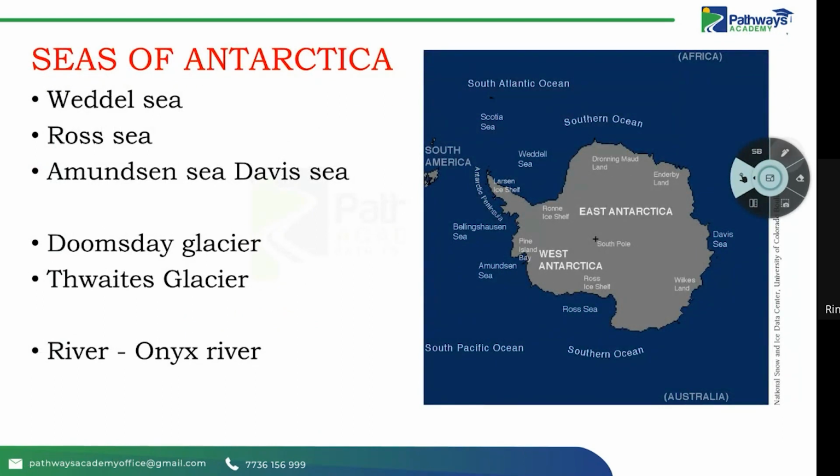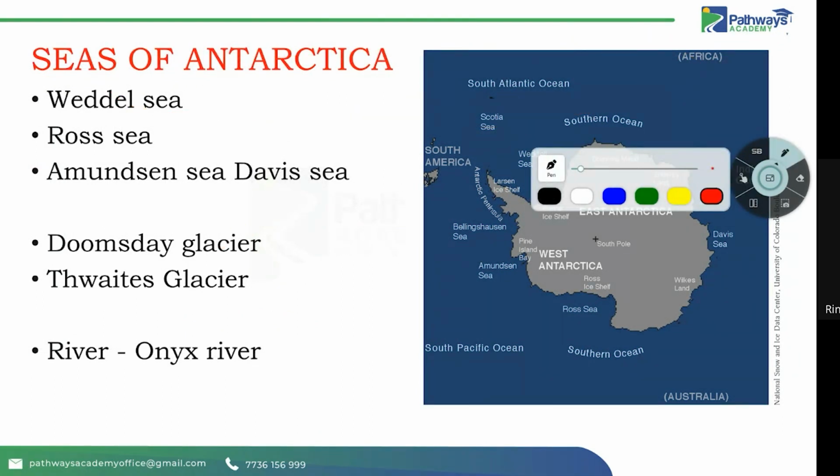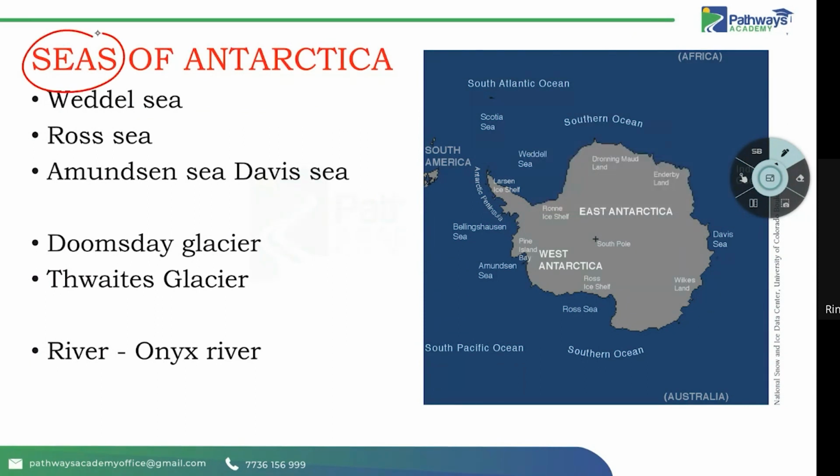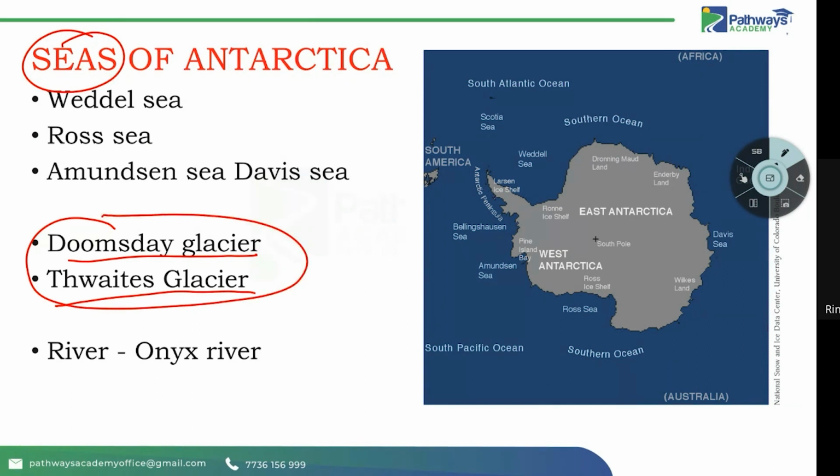Next is the seas of Antarctica. Before moving to the seas of Antarctica, there is news regarding glacial melt in Antarctica. The Hindu newspaper covered two glaciers, Doomsday Glacier and Thwaites Glacier. These are two glaciers melting in the Antarctic region. The important thing is that Doomsday Glacier is present in the Weddell Sea.